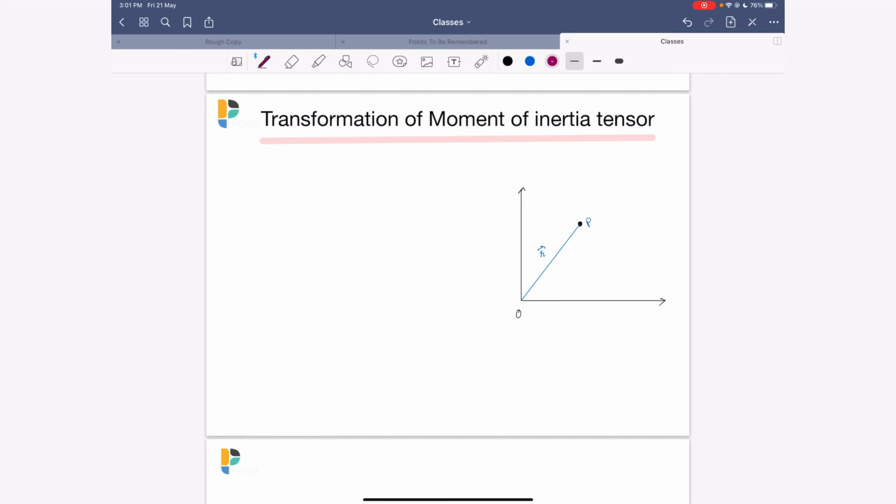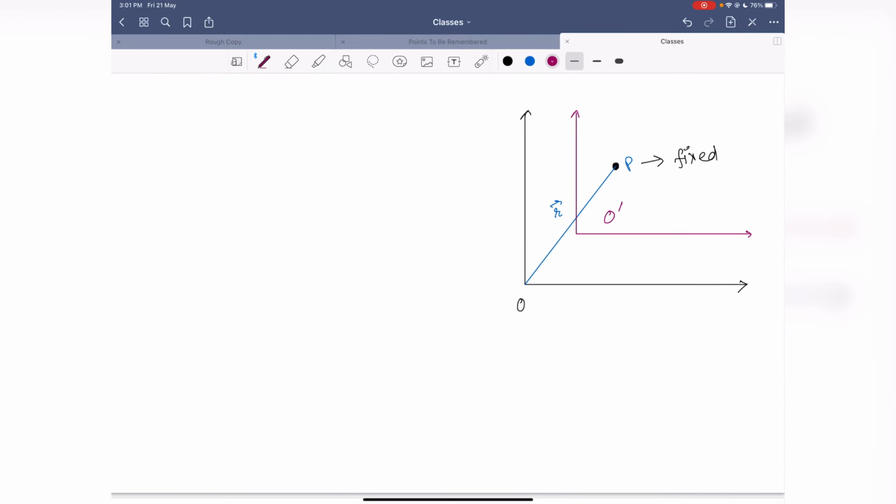Now the point P is fixed at this position. We will not change the position of the point P. Rather, we will change the position of the body frame O to O dash. So let it be a new body frame O dash, and this is translated through a distance of a. Let it be shifted through a distance of a.